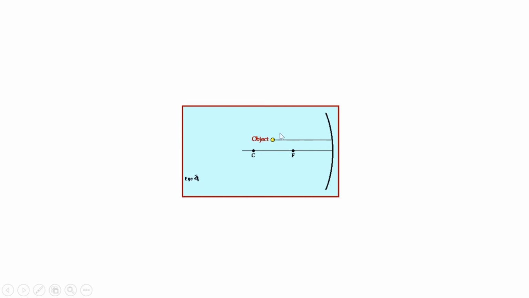See, when we place an object, this yellow object, between C and F, the image formed here will be bigger than the object, inverted and a real image, and it will be beyond the center of curvature.